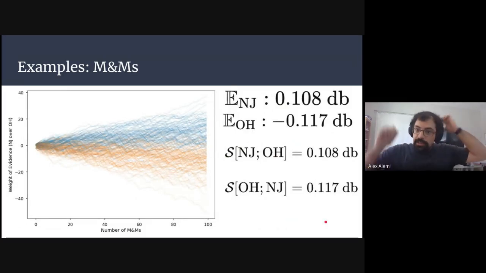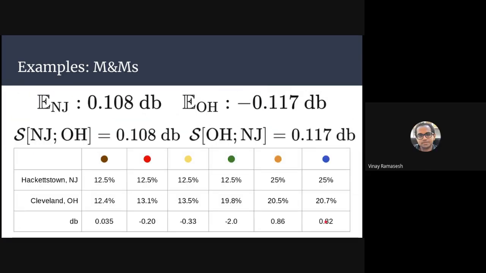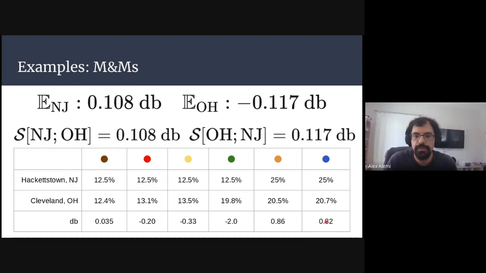And we can actually simulate things. One more quick question. This is per M&M, right? Like each M&M gives you on average 0.108. Each M&M gives you this, and the expectation is in expectation. What would each M&M do?